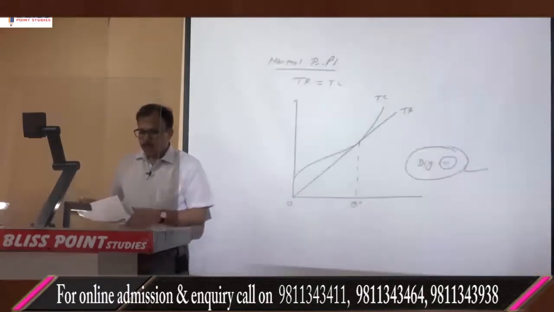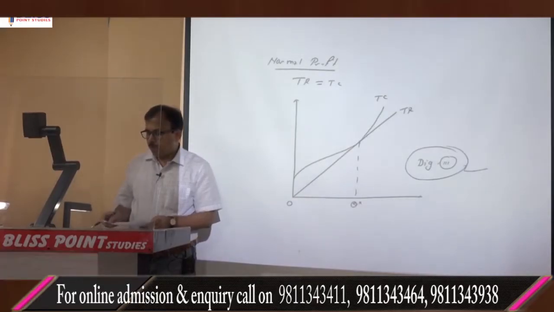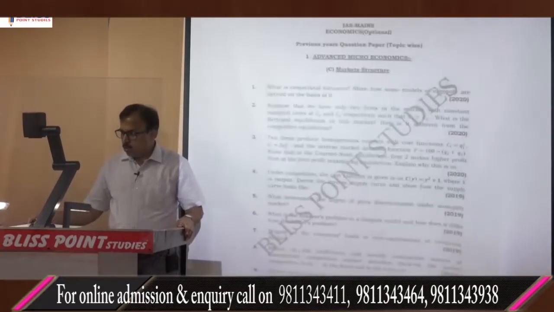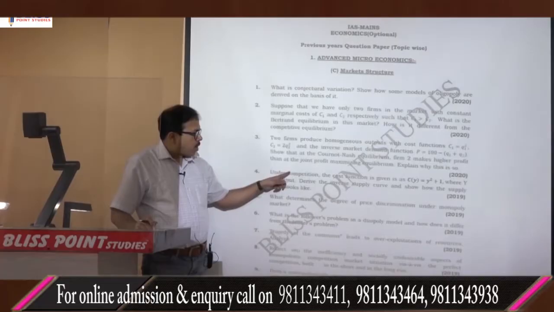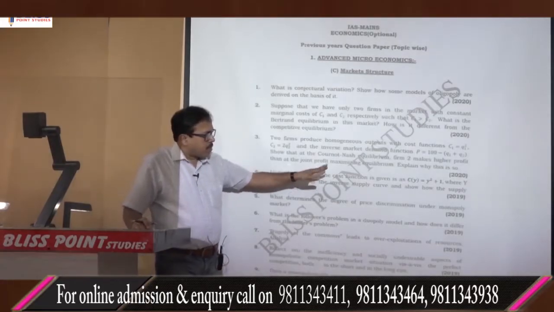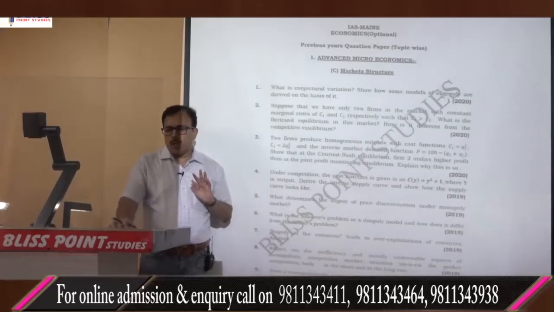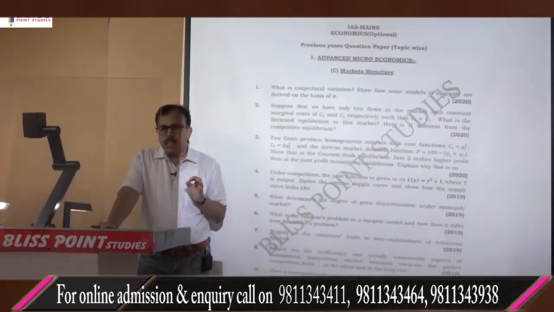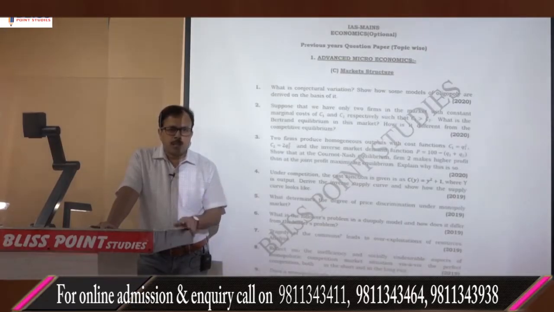Now one more question that we can answer, which was basically on perfect competition, was the question of 2019. This question number 4. Under competition, the cost function is given as y square plus 1, where y is output. Derive the inverse supply curve and show how supply curve looks like. So this was not at all a numerical question. It was basically a conceptual question and the concept used here is that marginal cost curve is the supply curve of firm under perfect competition. So if you know that concept, you can answer it.